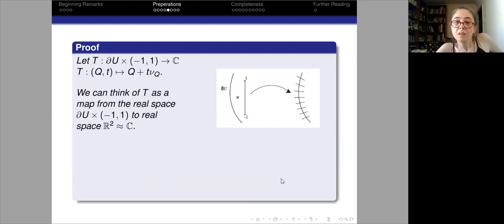So let's look at the proof briefly. Well, we take a function T from boundary of U cross the open interval minus 1, 1 to the complex plane. We define it as the function which takes the point (Q, t) to the point Q plus t times the outer normal at the point Q. Now you can think of T as a map from boundary of U cross minus 1, 1 to real space R squared, which is equivalent to C.